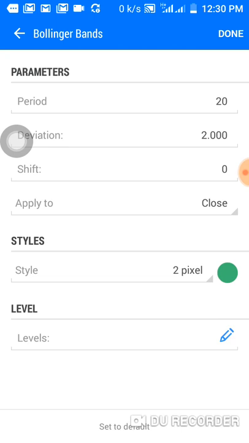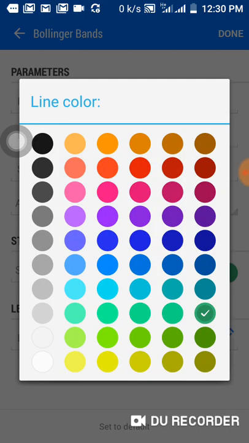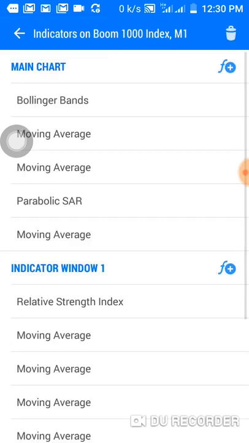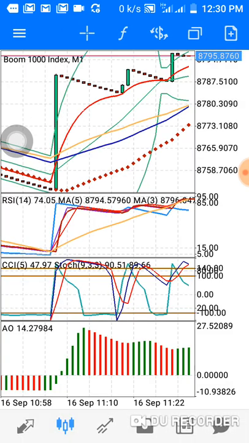Then the pixel, you can choose whatever pixel you like depending on how thick you want it to appear. Then the color, you can pick whatever color you like, but I'm okay with the color I'm using. Then after that, you click on done. I've done that already, so I don't need to do that again. I will show you the Bollinger Band. The Bollinger Band are the tiny green lines that you are seeing.